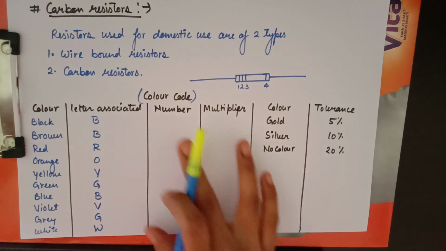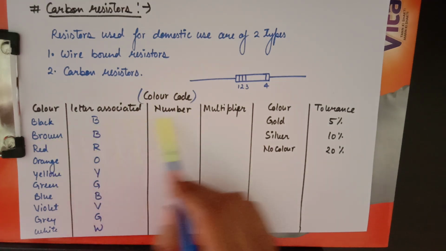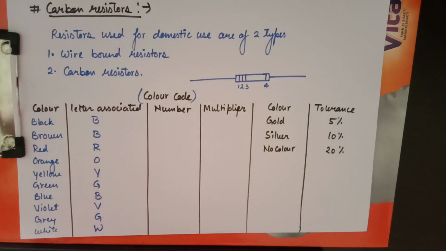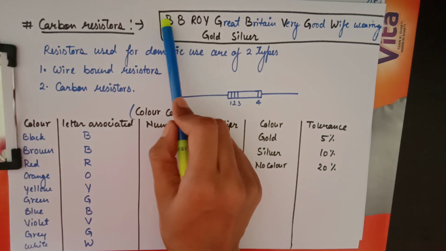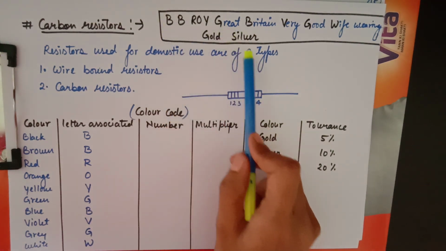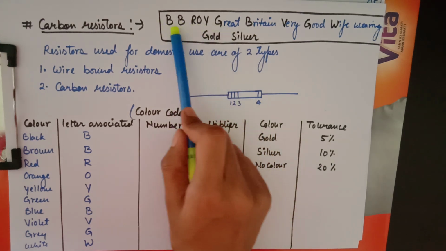So here I am making a table where different color of strip will indicate the different number. Here I am writing a sentence which will be helpful for remembering the color coding of carbon resistor, and the sentence is B.B. Roy. You are instructed to read this sentence as it is written.